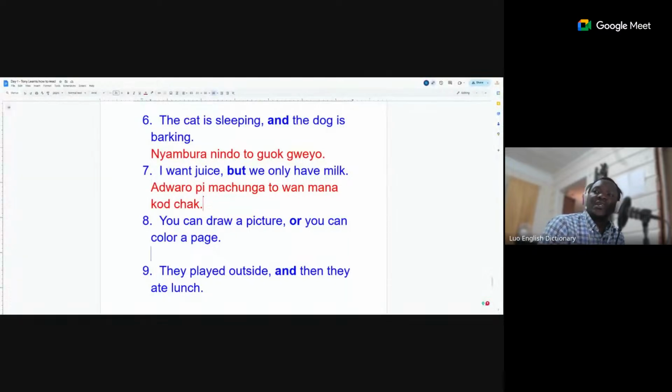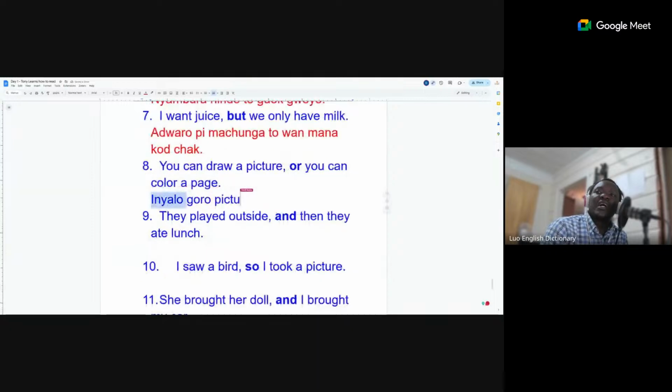"You can draw a picture or you can color a page." Inyalo goro picha, kata inyalo buko.